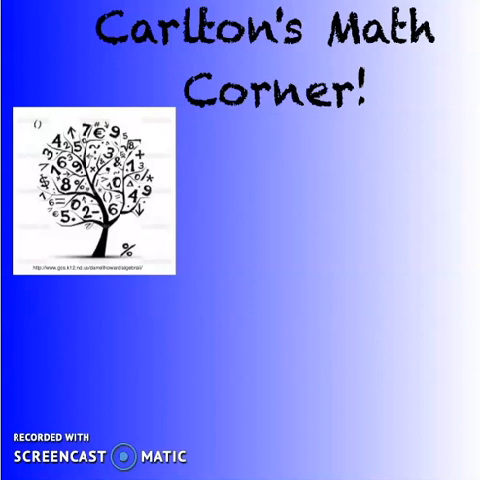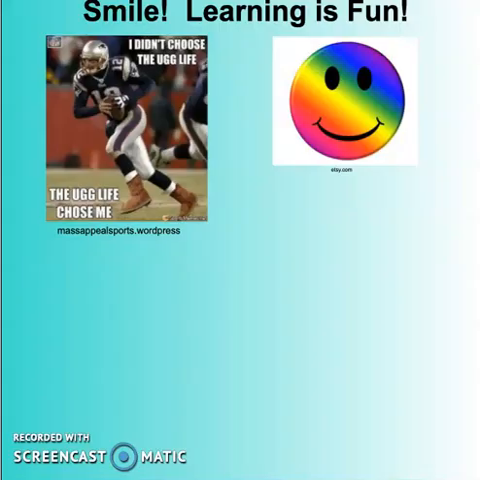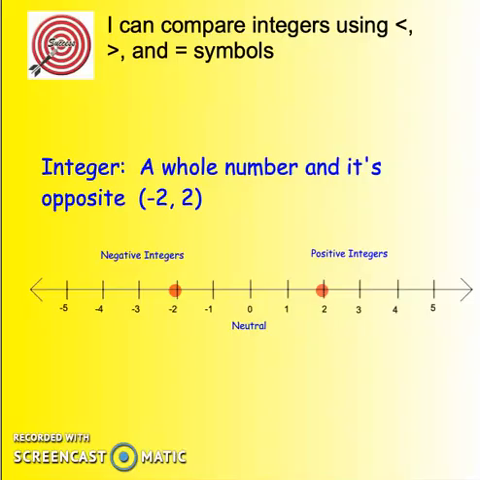Today we are going to continue our study on integers. At this time, please make sure that you have your math journal, your vocabulary packet, and something to write with. Today, our target, or one of our targets, is I can compare integers using inequality symbols.